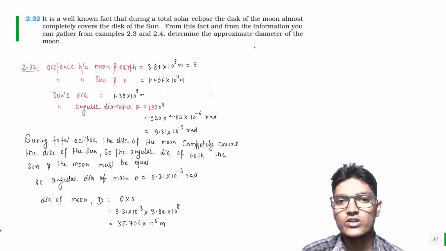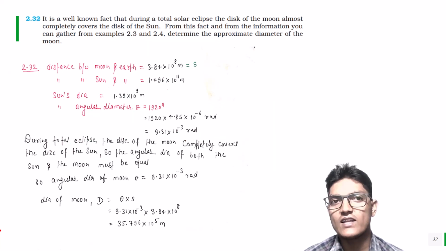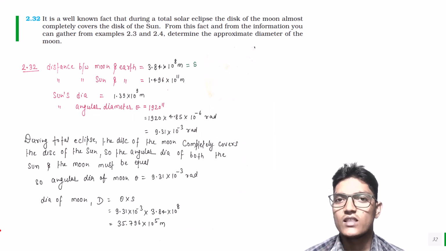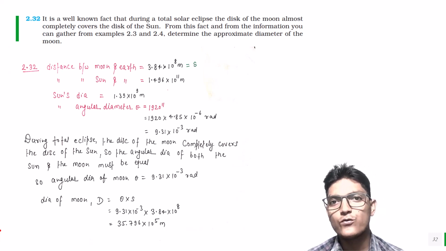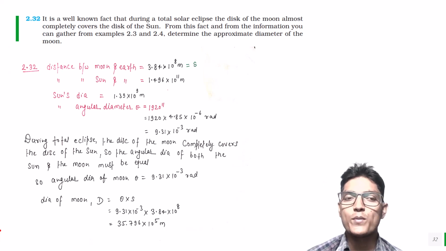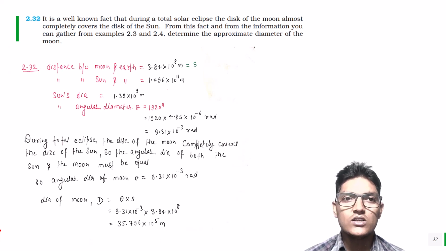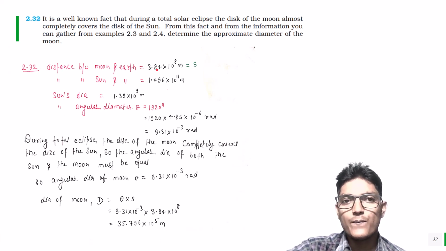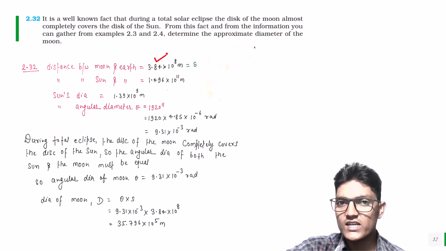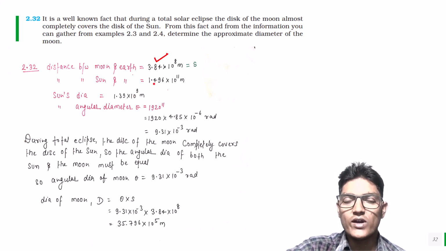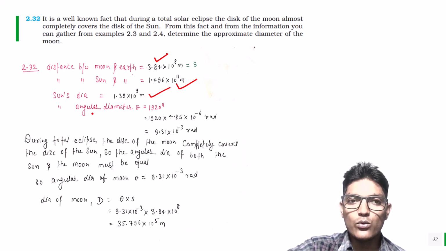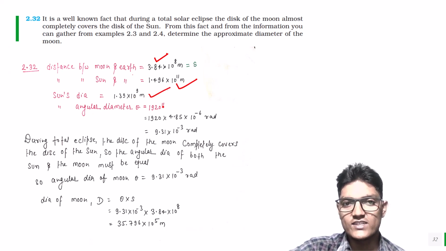नेक्स्ट क्वेश्चन है और द लास्ट वन, it is a well known fact that during a total solar eclipse the disk of the moon almost completely covers the disk of the sun. From this fact and from the information you can gather from examples 2.3 and 2.4, determine the approximate diameter of the moon. सो मून और अर्थ के बीच का डिस्टेंस है 3.84 into 10 to the power 8. सन और अर्थ के बीच 1.496 into 10 to the power 11. सन का डाया 1.39 into 10 to the power 9 and angular diameter theta is equal to 1920 seconds.